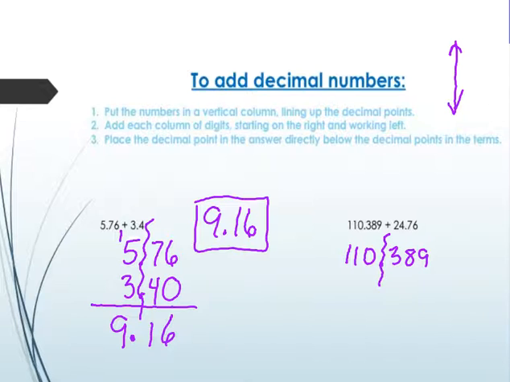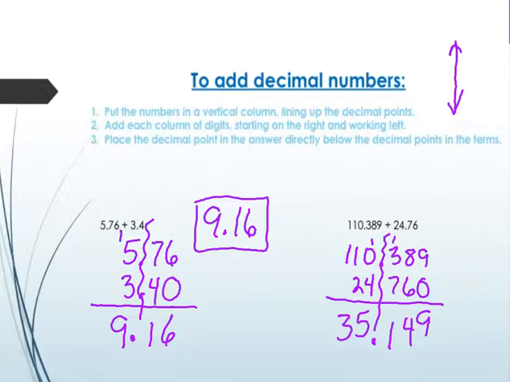Our second example, 110.389. Let's put a little line here for our decimal. 24.76. Add a 0. Put a decimal in our answer. 9 plus 0 is 9. 8 plus 6 is 14. Carry the 1. 3 plus 7 is 10, plus 1 is 11. Carry the 1. 1 plus 4 is 5. 1 plus 2 is 3. 1 plus nothing is 1. So our answer is 135.149. 135 and 149 thousandths.